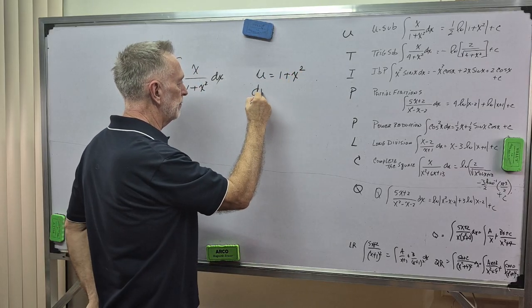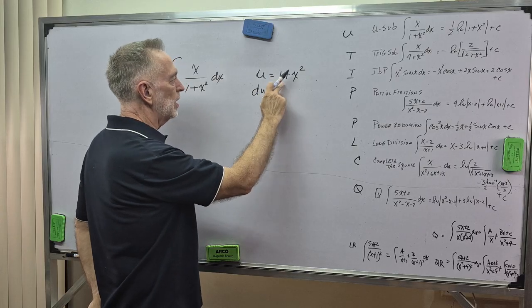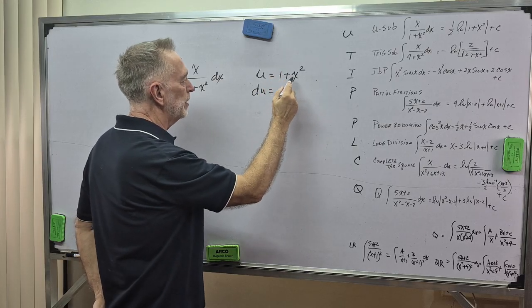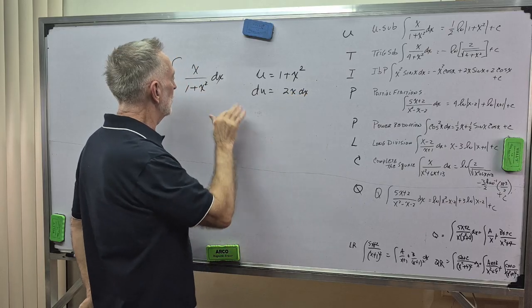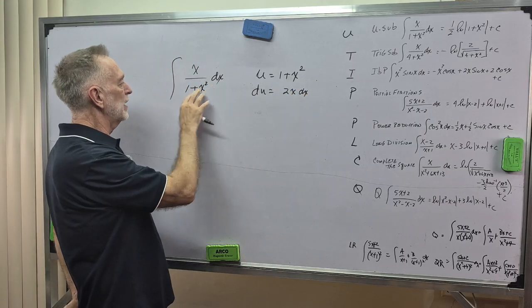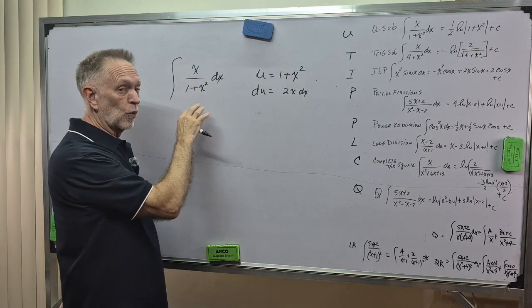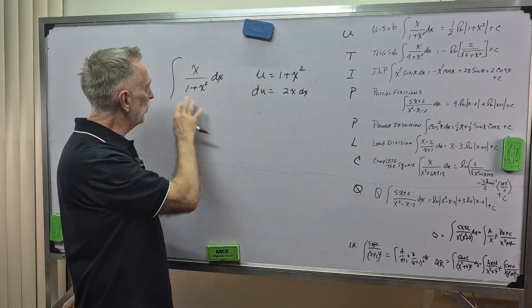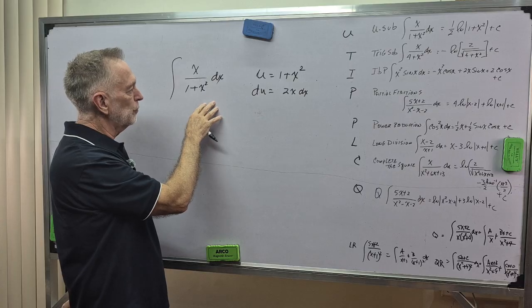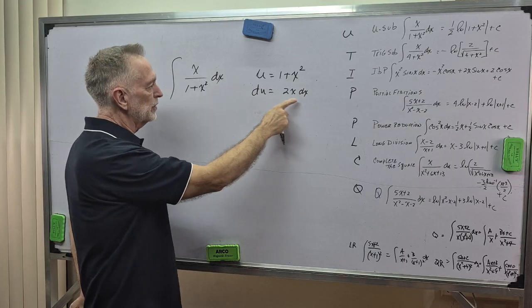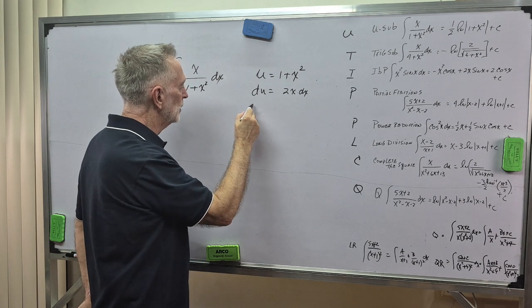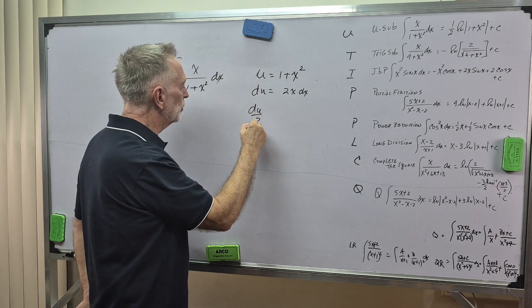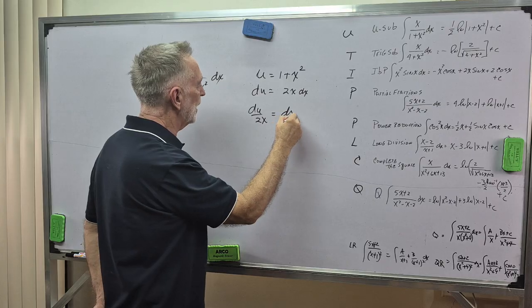Du, or the derivative of U: derivative of a constant is 0, derivative of x squared is 2x dx. Now, ultimately, we're trying to get from the x world to the u world, so everything would have to be some function of u. So I need to solve for dx. I'll divide both sides by 2x. So du over 2x equals dx.